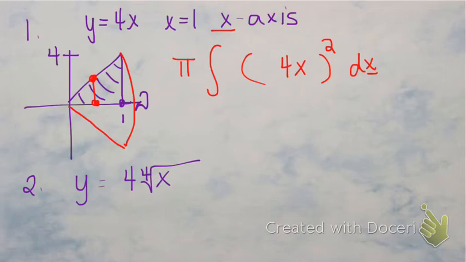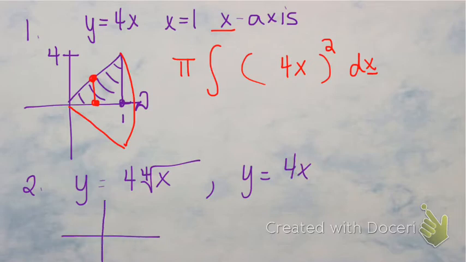Alright, so here's another one. Y equals 4 times the 4th root of x, and y equals 4x. Those are the boundaries of what we're looking at. And so this is sort of the figure. It intersects at 1 and 4. And there's the picture. And again, I want to go around the x-axis.